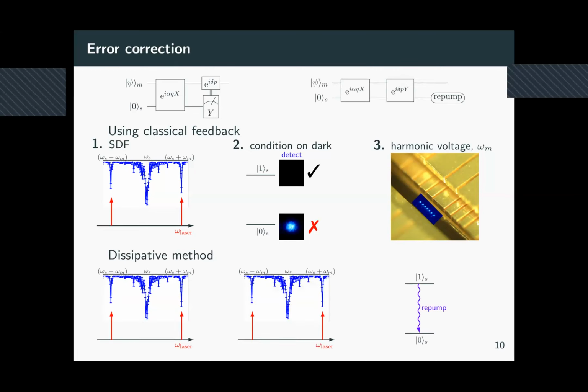So then actually Jonathan, my supervisor, had the idea to replace this with a circuit that looks like this. So we just replaced this measurement and classical feedback somehow by a second spin-dependent displacement, which depends on the same spin states in some sense. And then we just reset the system with a repump.